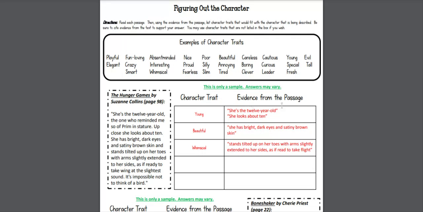And now over here on this part, it's my evidence from the passage. So I am going to put it in quotation marks because I am pulling the exact words that the author used. So one character trait that I know she has is young because she's the 12-year-old. She looks about 10, okay? Another character trait that I could use would be beautiful. Okay, I can infer this because the author used the words, and I'm going to put it in for my evidence, she has bright, dark eyes and satiny brown skin.